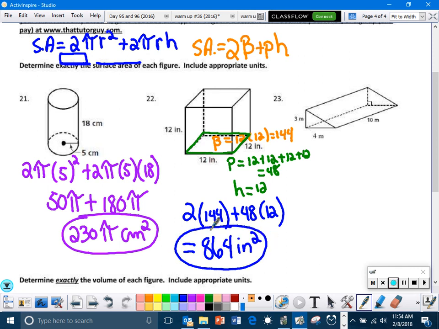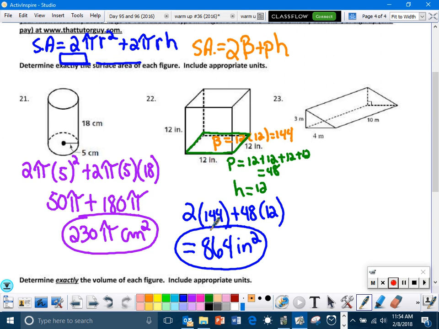Again, look at that very, very carefully. That B stands for the base area, and that's 12 by 12, which is 144. The P stands for perimeter. That's where you add up all of the sides. 12 plus 12 plus 12 plus 12 is 48, and the height is 12. And we plug those into the formula, and then that's what we get.